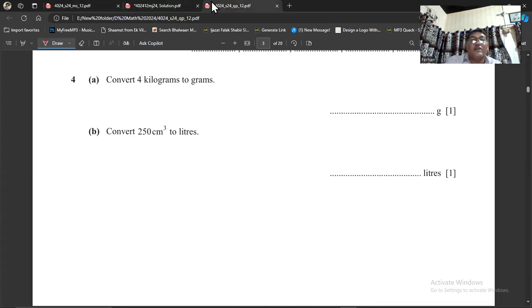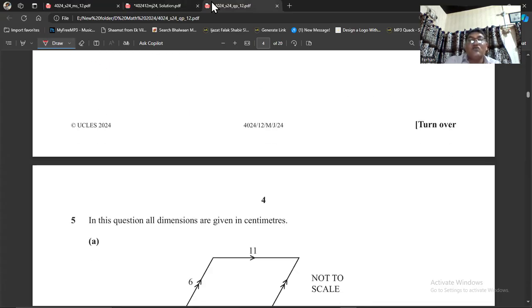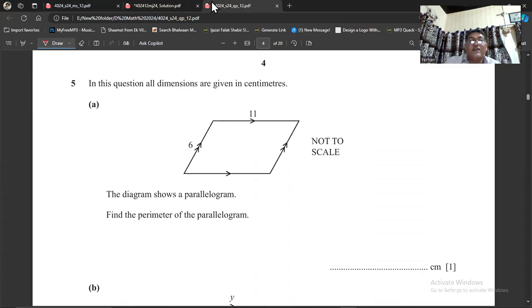Okay, so we are going to the next question, and that is question number 5. He says, in this question, all dimensions are given in centimeters. Part A: here we have a parallelogram, and the diagram shows a parallelogram. Find the perimeter of the parallelogram. Perimeter means you add up all the outer sides. There are 4 outer sides, 2 sides of 6 centimeter, and the 2 other sides, which are parallel to each other, are of 11 centimeter. So you will add up all the 4 sides, and that will give you the perimeter.